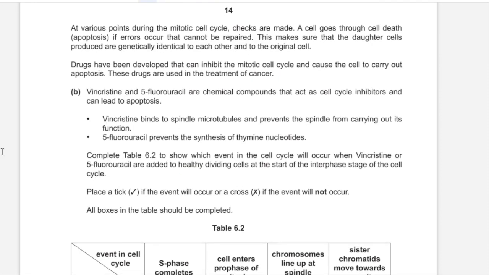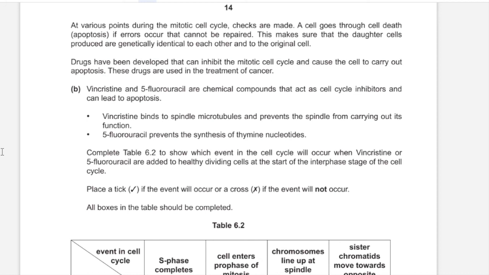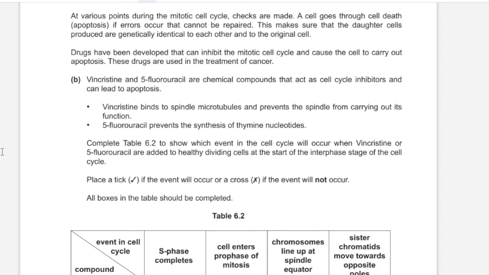At various points during the mitotic cell cycle, checks are made. A cell goes through cell death if an error occurs that cannot be repaired. This makes sure that no faulty daughter cells are produced, and that the daughter cells produced are genetically identical to each other and to the original cell. Drugs have been developed that can inhibit the mitotic cell cycle and cause the cell to carry out apoptosis. These drugs are used in the treatment of cancer.